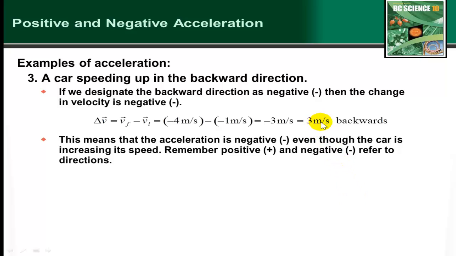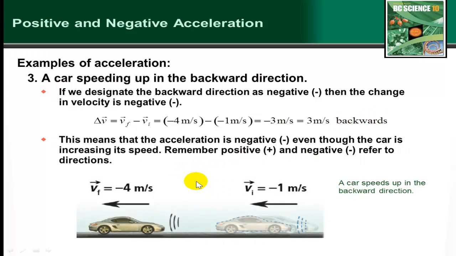So this 3 meters per second backwards, the backwards is the vector part of the equation. Remember that positive and negative are simply referring to the directions. That's where the backwards comes in. So that's what it looks like. The initial velocity is -1 backwards, the final velocity is -4. So -4 minus -1 equals -3 meters per second. And again, we've said that negative means backwards.